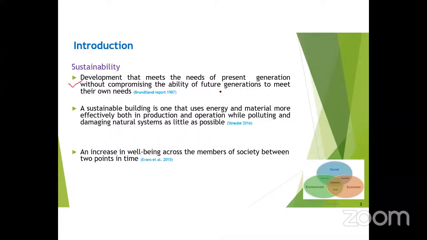If you read that definition, it's an eye-opener for all of us: sustainable development is development that meets the needs of the present generation. Our generation had some needs, and this development should meet the needs of our generation without compromising the ability of future generations to meet their own needs. Future generations will have their needs, but how will they meet them?